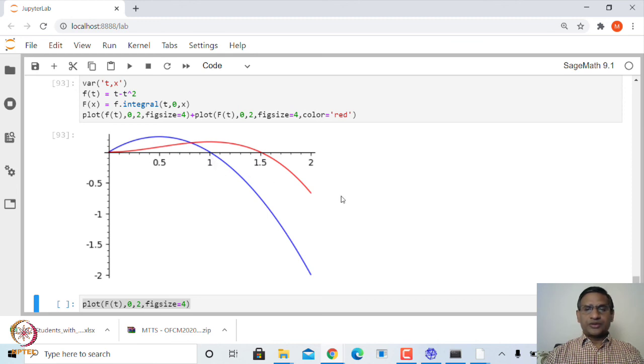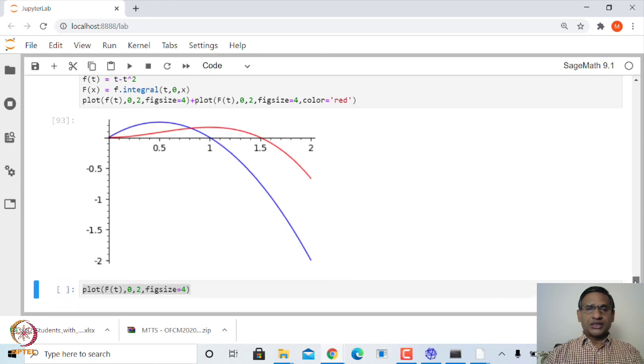So, here the point is, sorry, not 1 point, it is at 1. At 1, capital F(x) will start decreasing.